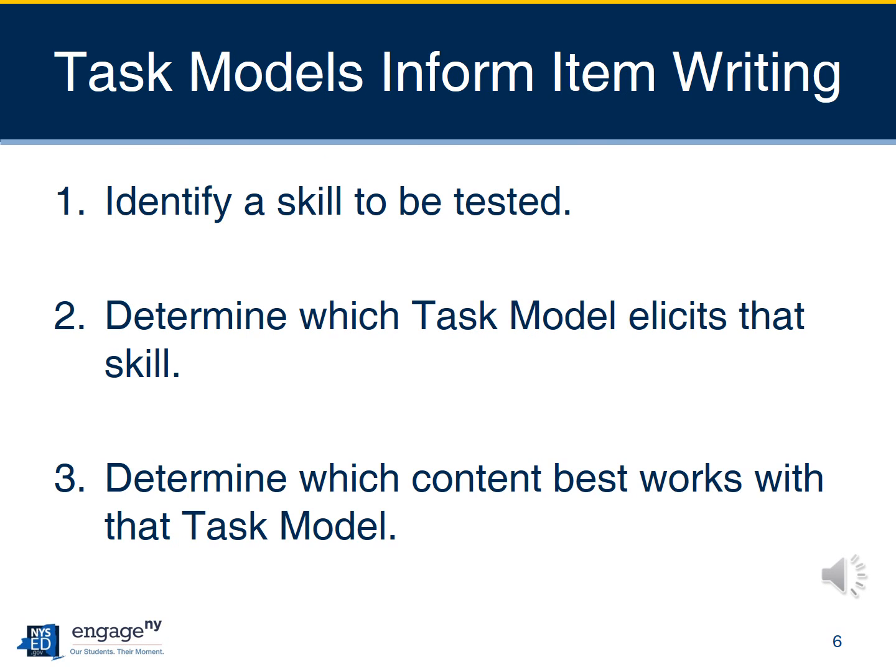When writing multiple-choice questions for the new Regents examination in Global History and Geography 2, item writers identify a social studies skill they want to test. They then determine which task model best elicits that skill. Last, they determine which content from the framework best works with that task model. Using this system, each multiple-choice item marries skills with content.